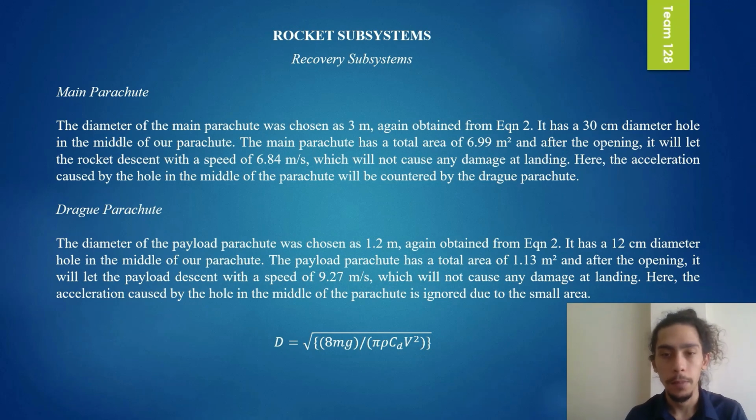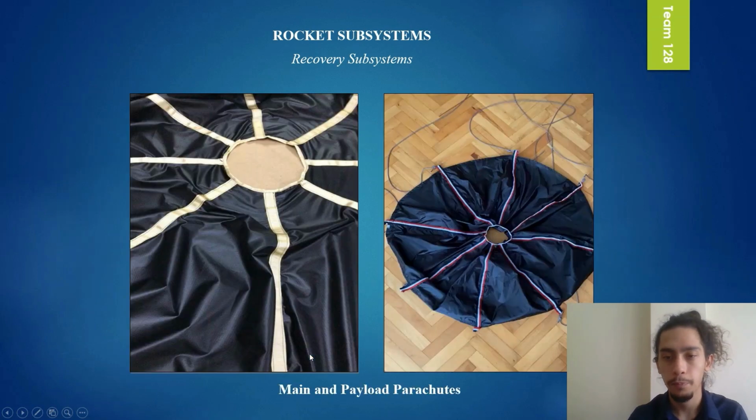Recovery subsystem. A parachute was preferred for the recovery system. There are 3 parachutes in our rocket. These are the main parachute, drag parachute, and payload parachute. Conical was chosen as the parachute design. This is due to its simple design and relatively high drag coefficient. Parachute diameters are calculated from this equation. This equation is specialized for round parachutes.